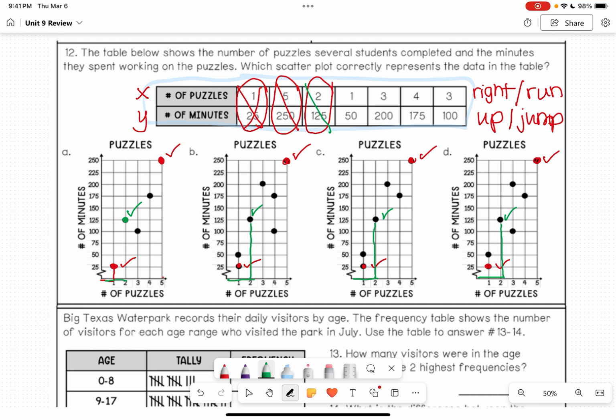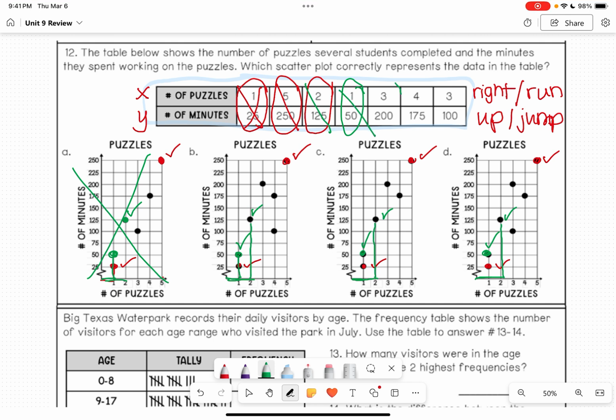All right, next set is 1 and 50. Go right 1 and go up to 50. Now, there's no dot here. So this one is already wrong because it should have a dot there. All right, let's look at the next one. Run 1, go up to 50. Yep, this shows it. Run 1, go up to 50. Yes. Run 1, go up to 50. Yes. Okay, so far B, C, and D are looking strong. Okay, mark it out.